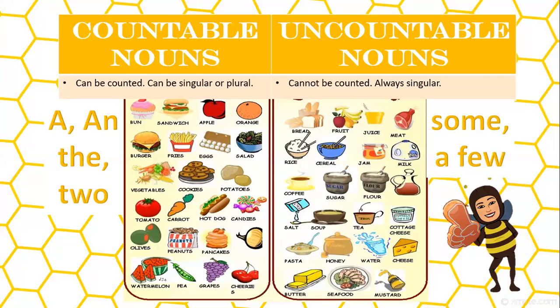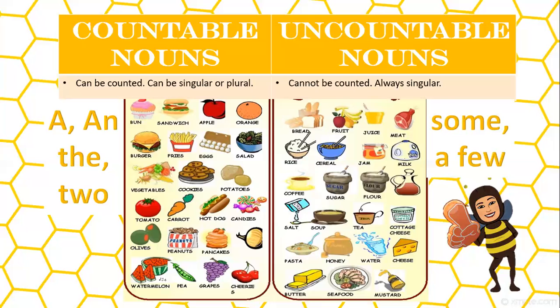Same goes for sugar, flour, salt. I cannot take a sugar. A cup of sugar, a spoon of sugar. Alright, so this is how we know the countable nouns from the uncountable nouns. They are uncountable because we cannot count them. For example, sugar. Sugar is very small. We cannot take one sugar, two sugar, three sugar. No, we can take one spoon of sugar, two spoons of sugar.